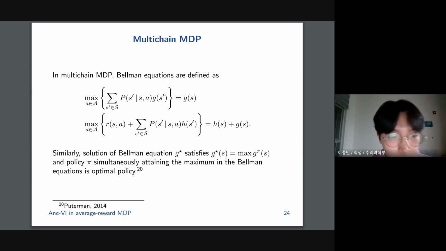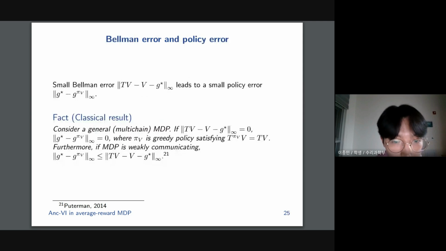And similarly, a solution of this Bellman equation, G star, is the optimal average reward. And by solving this Bellman equation, you can obtain an optimal policy. And in this section, in this average reward MDP, we consider two performance measures.